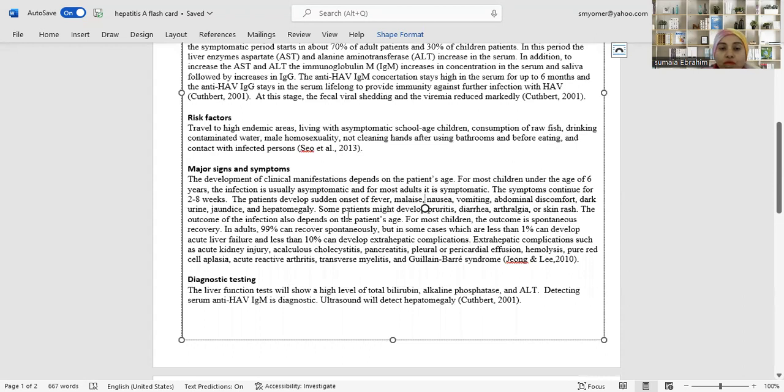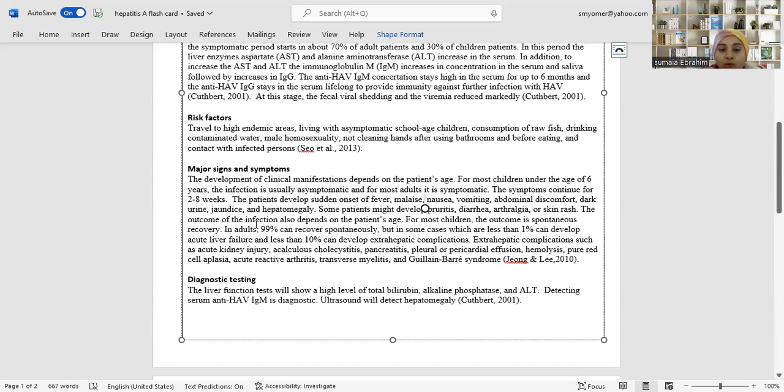The development of clinical manifestation depends on the patient's age. For most children under the age of 6 years, the infection is usually asymptomatic, and for most adults, it is symptomatic. The symptoms continue for 2 to 8 weeks. The patient develops sudden onset of fever, malaise, nausea, vomiting, abdominal discomfort, dark urine, jaundice, and hepatomegaly. Some patients might develop pruritus, diarrhea, arthralgia, or skin rash.